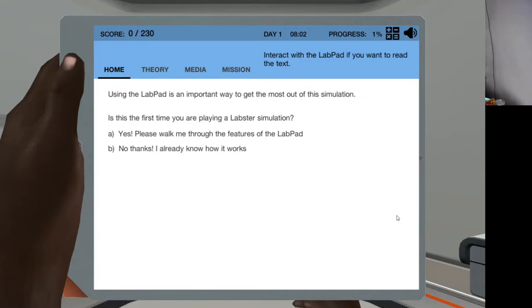The most out of this simulation. Is this the first time you are playing a Labster simulation?